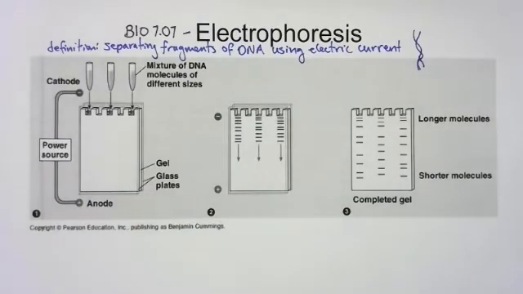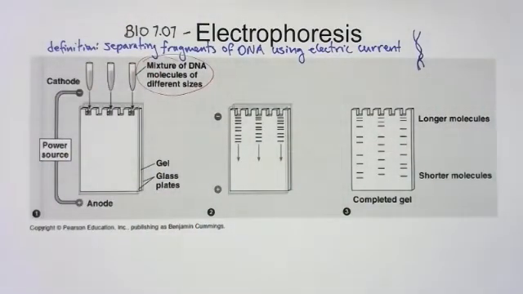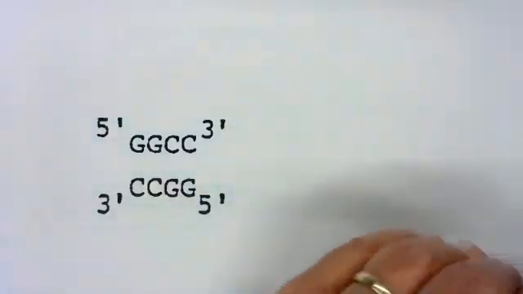But you'll notice up here at the top, it says mixture of DNA molecules of different sizes. Why are they different sizes? Because we've broken them ahead of time. So I'm going to flip to the next page. I'd like you to go there with me, and we're going to look at restriction enzymes. The title on this paper is restriction enzymes.